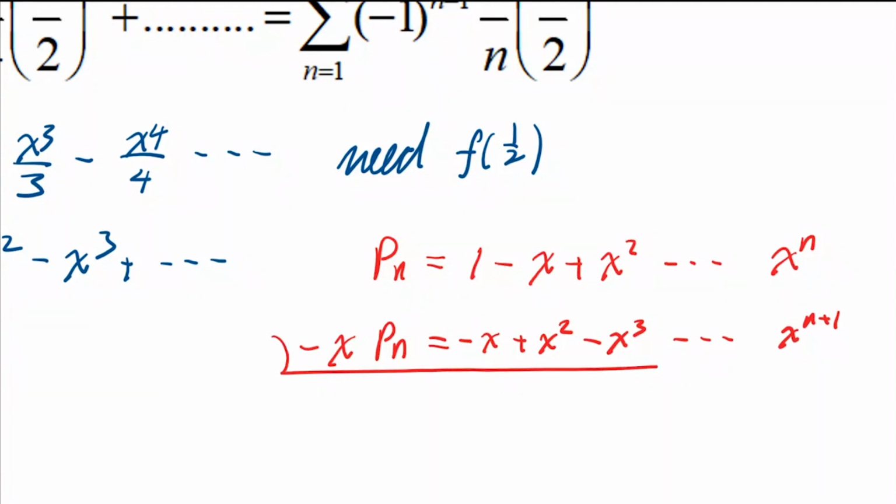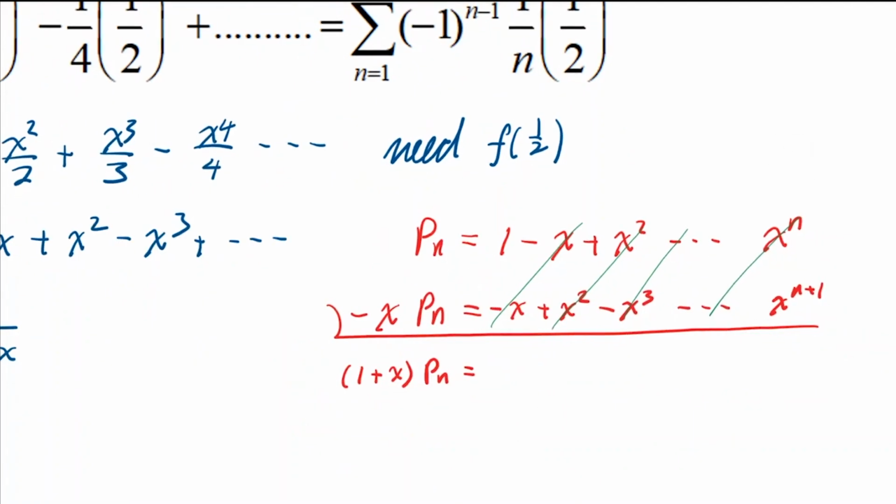Okay, we subtract. You could have just multiplied by x and added, it's the same effect. But this will be 1 minus negative x, common factor P_n of x. And here everything cancels, leaving you with the first term, 1 minus plus or minus x to the n plus 1. So our P_n is equal to 1 plus or minus x to the n plus 1 over 1 plus x. Good.